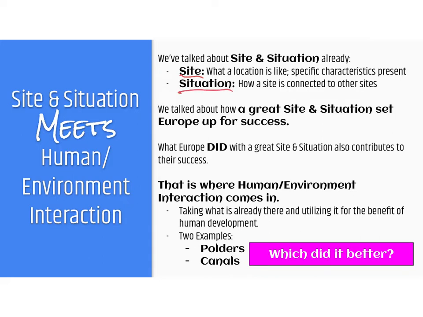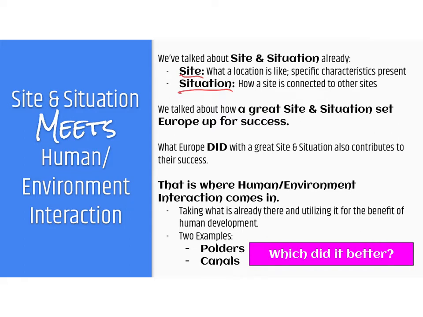Situation is how a site is connected to other sites around it. Are they really isolated up in the mountains all by themselves, or are they right down the river from another big settlement? Are there transportation networks in place that make access easy, or is it difficult to get there? Are there communications set up so they can communicate with outside settlements as well? What's the relationship like between that site and other sites?